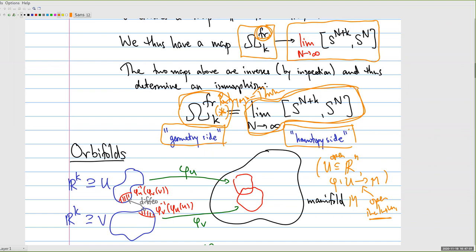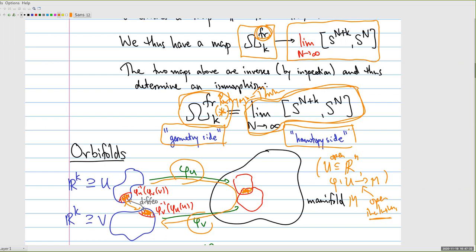So if I take two charts, U and V, and they have some overlap here, then I can take the inverse image of that overlap in U, and I can also take the inverse image of that overlap in V, and then pushing forward by phi_U and pulling back under phi_V gives me a homeomorphism between these two open sets, and that should be a diffeomorphism. It should be a smooth map in both directions. So that's what it means to have a smooth manifold.